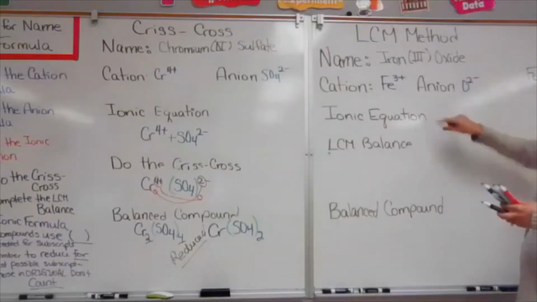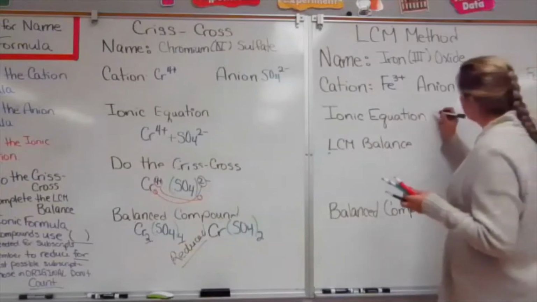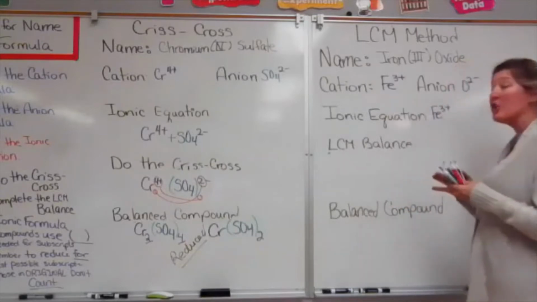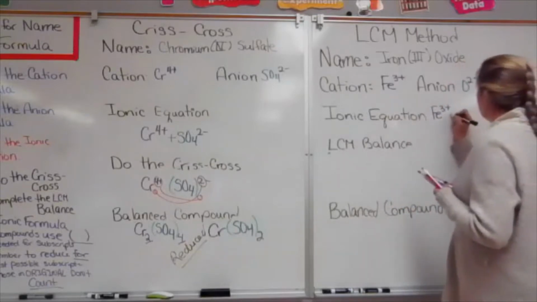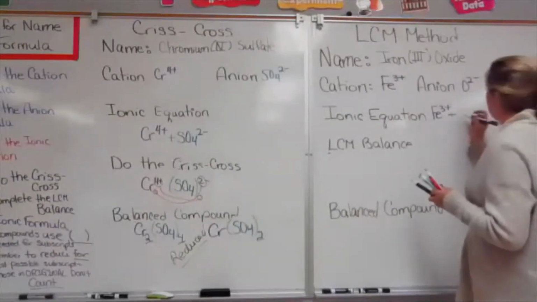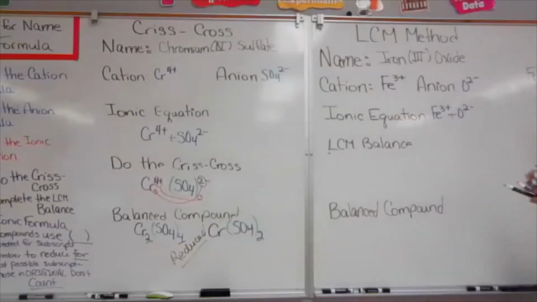Then you can write the ionic equation as Fe3+ and you're adding that to O2 minus. Once you have that, you can start thinking about what is your LCM.